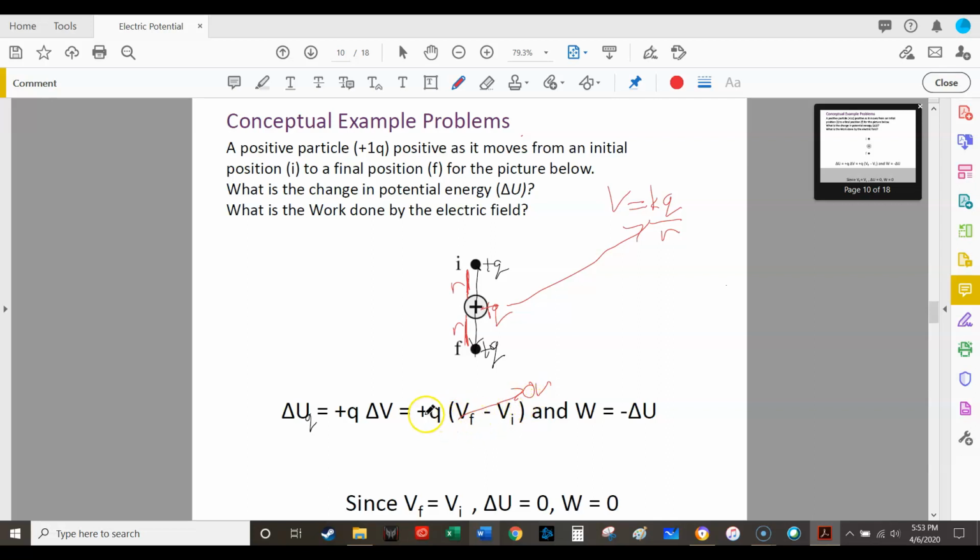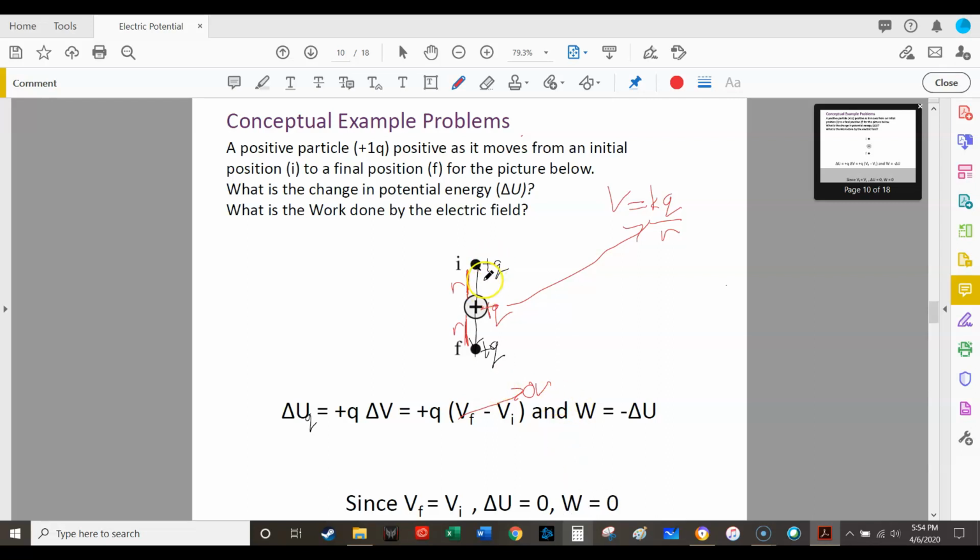Well, that means that moving a positive charge from point I to point F, you will do no work in doing that. You will expend no energy. So the change in voltage is 0, so V final is equal to V initial. That means delta U is 0, and work done is equal to negative delta U, and if delta U is 0, then negative 0 is 0. And so that's what you're supposed to do in these conceptual problems.